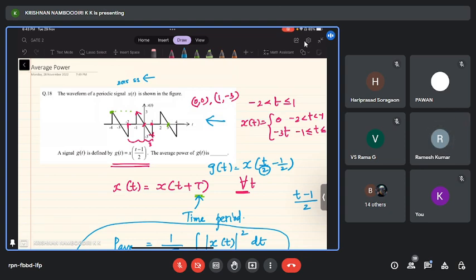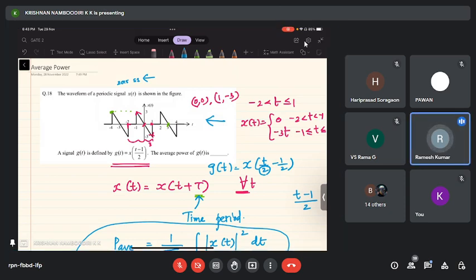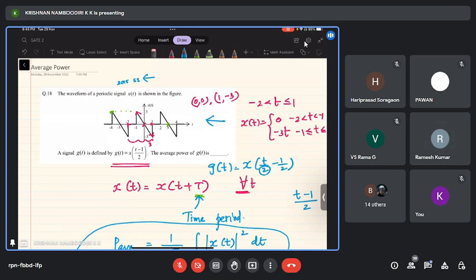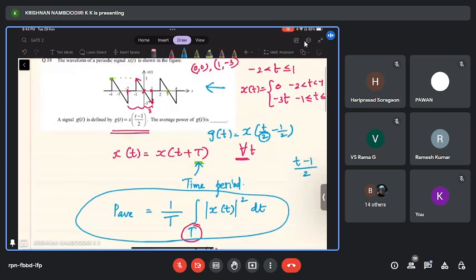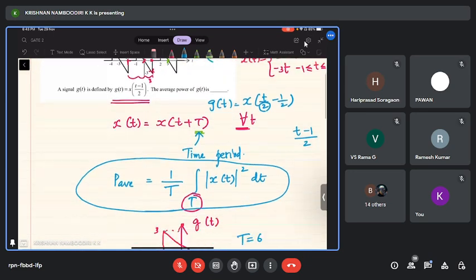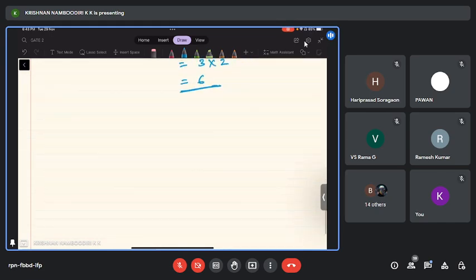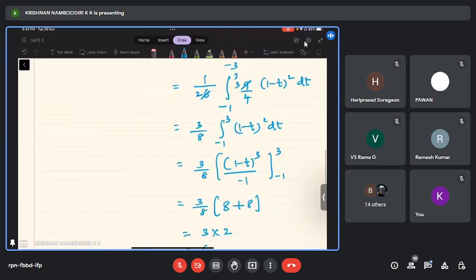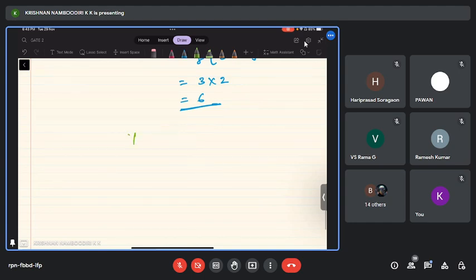Does shifting and scaling change the power and energy, sir, or how does it change energy and power? Actually, in fact, it doesn't change. You just need to compute the power of x of t itself. The power of g of t will be the same as the power of x of t. If you want, I can do it now itself. Here I'm talking about x of t, where the period is 3.